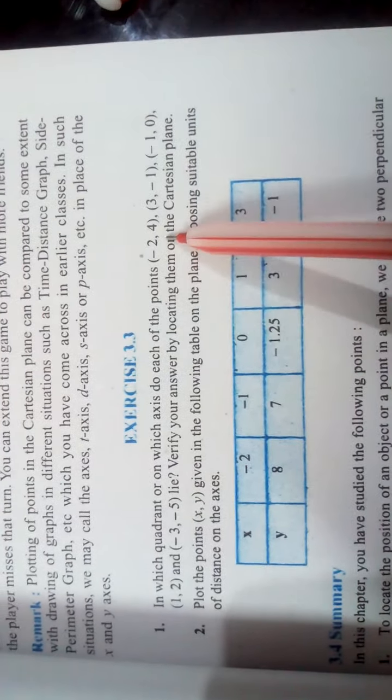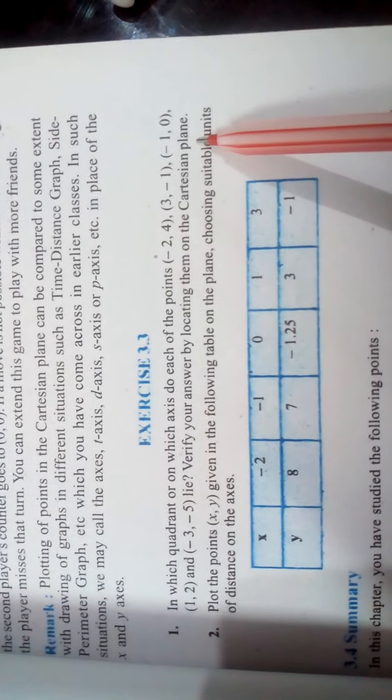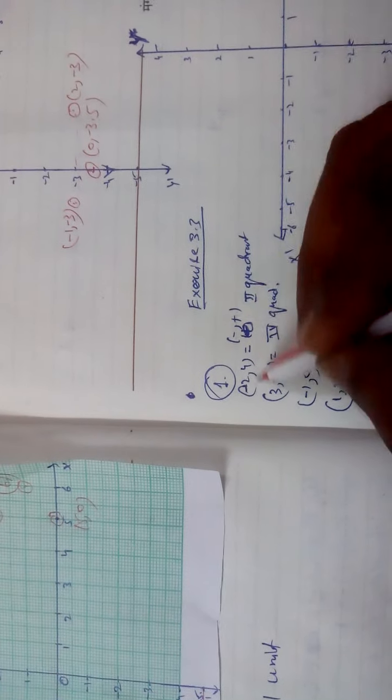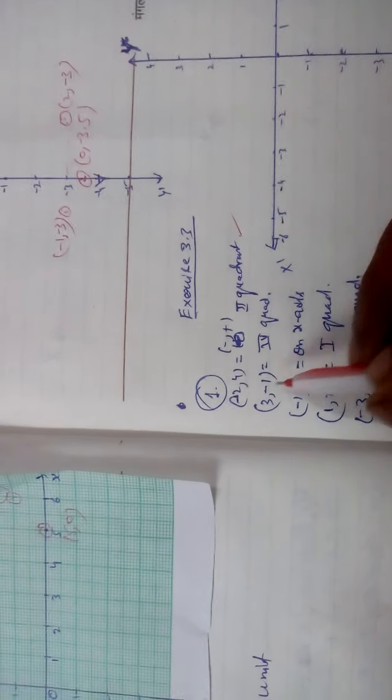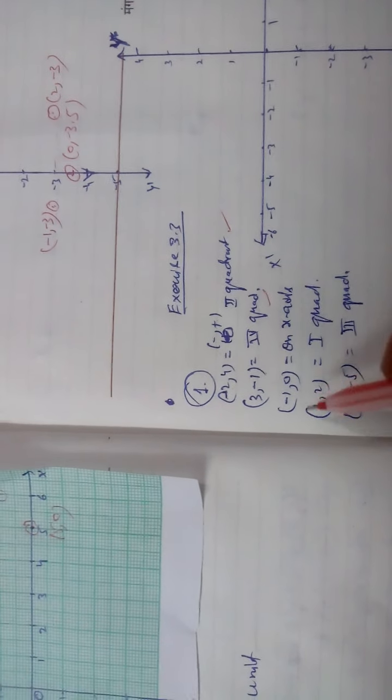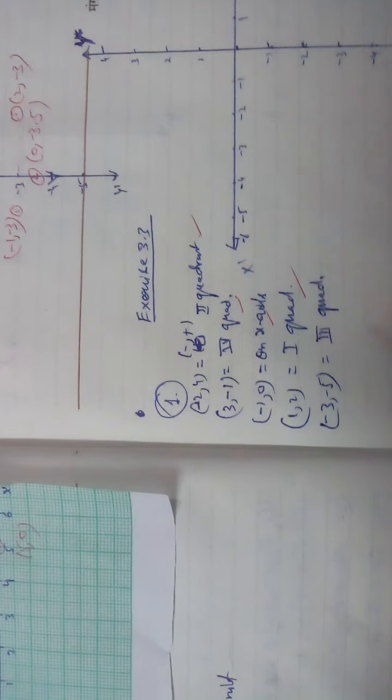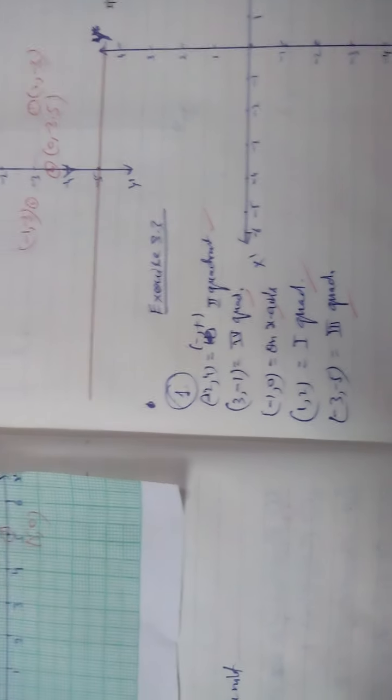Now we will see the last exercise, 3.3. It is given: in which quadrant or on which axis does each of the points lie? After this, verify by locating the point in the Cartesian plane. First of all, without seeing: -2 comma 4, with minus and plus, is second quadrant without drawing. 3 comma -1 is fourth quadrant. -1 comma 0, y is 0, means x-axis. Both positive is first quadrant. Both negative is third quadrant.